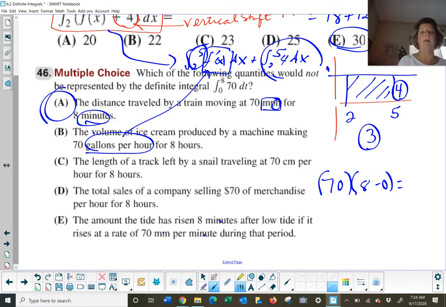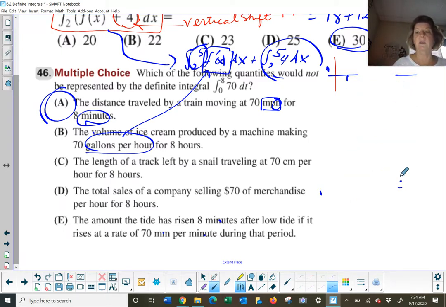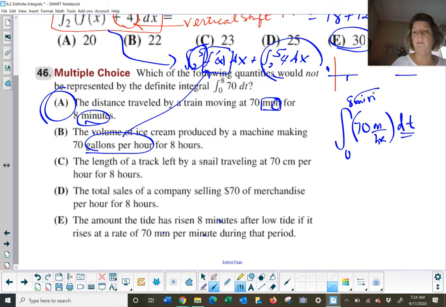It's got to be A, where we have that mismatch of time units. So essentially what this would have been doing was saying we had 0 to 8, where this was in minutes, and then we were trying to integrate miles per hour dt. What would the dt be? Would it be minutes or would it be hours? There needs to be a conversion done there.